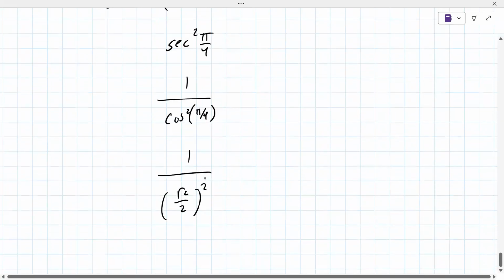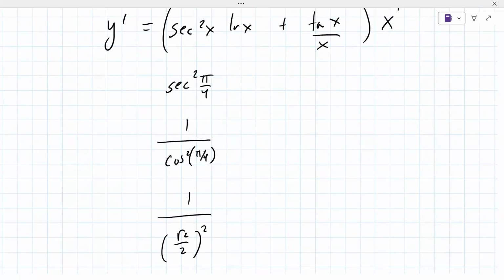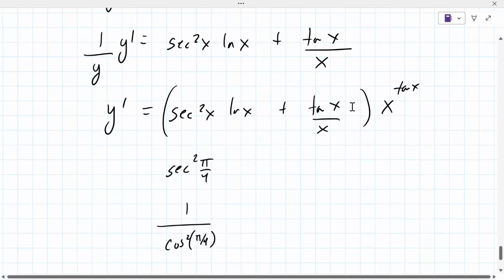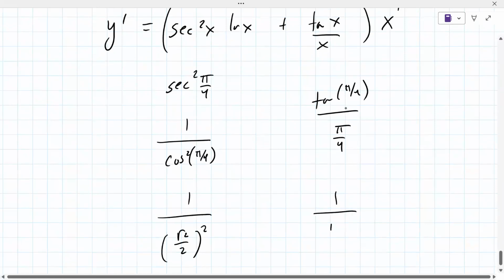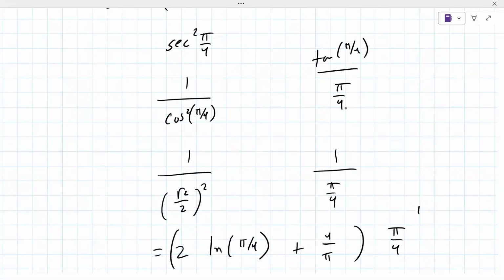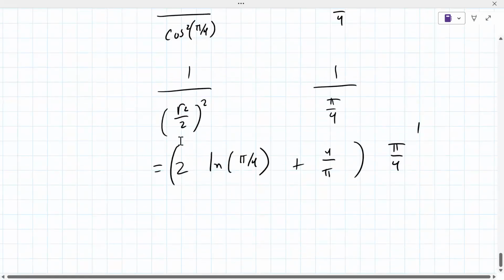Now, if I look at how this is graded, it was a 1 point deduction for not calculating the slope, which isn't very much. Natural log of pi over 4, whatever that is, we don't know. And then tangent pi over 4 is 1, so it's 1 over pi over 4, which is 4 over pi, times pi over 4 to the tangent of pi over 4, which is 1. So, I mean, kind of done.